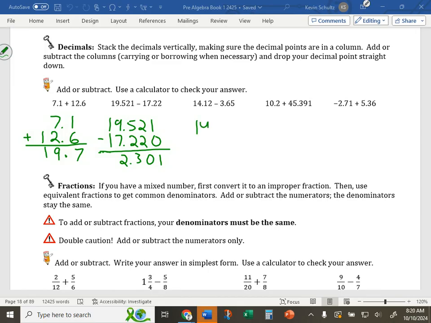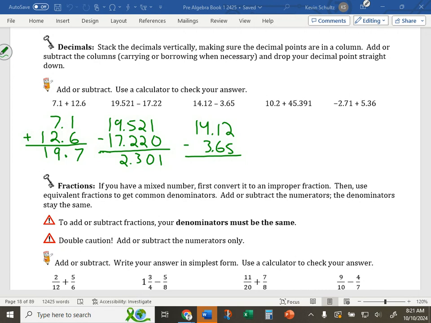What do you do if you do need to borrow, though? Let's just talk about that one. 14.12 minus 3.65, we're subtracting. 2 minus 5. Uh-oh, what's that borrowing method that you learned back in the day? Have we all forgotten? Your second grade teachers will be disappointed. Take the 4 out and make it into 3, and then turn the 1 into 10. But our first problem here is this 2 minus 5 bit.